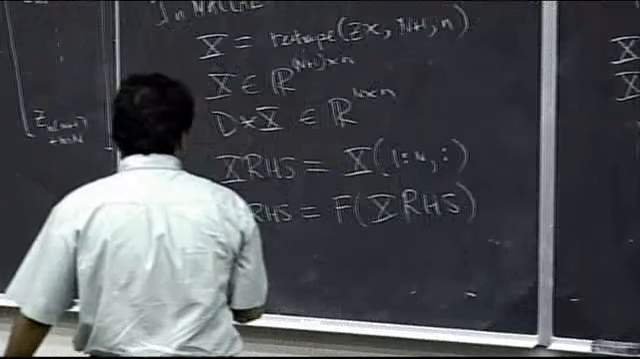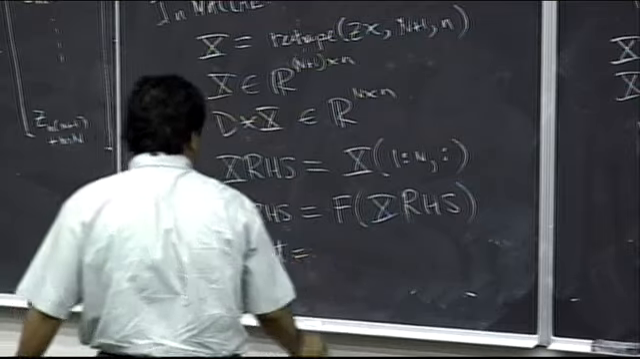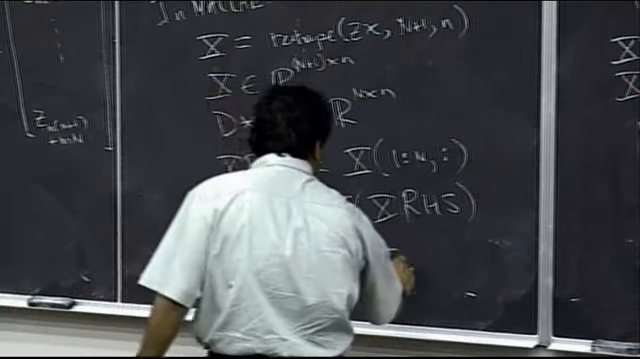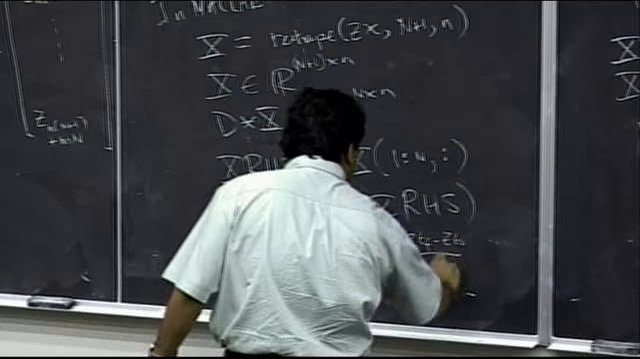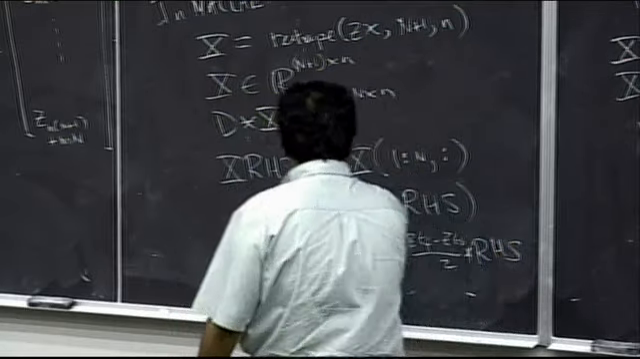Now I can get my defect. Defect is equal to D star X minus ZTF minus ZT0 over 2 times RHS. That gives me my defect constraints.